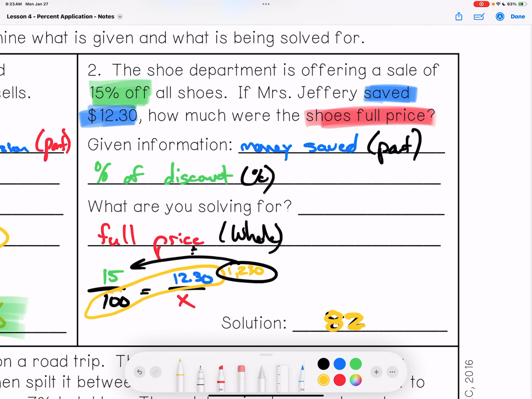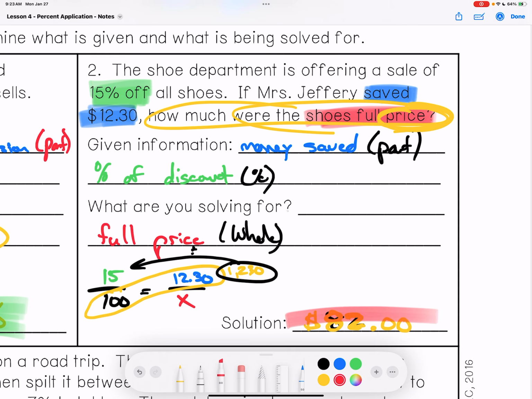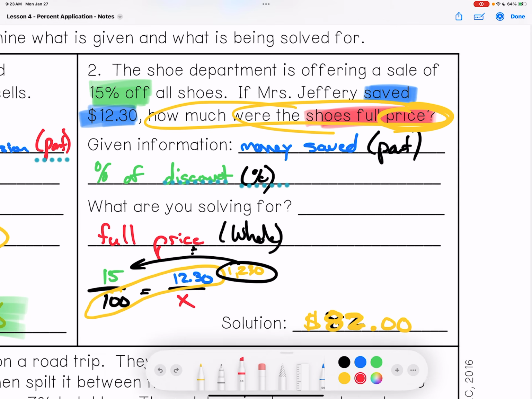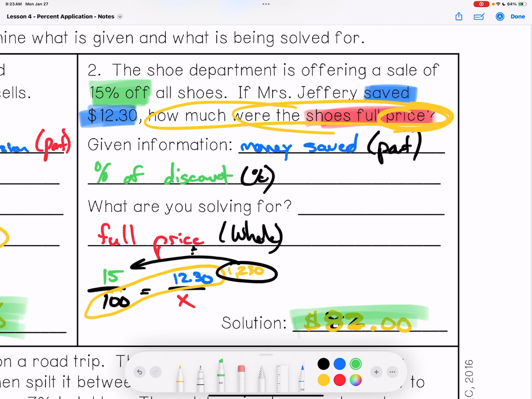Now, you don't just need to write 82. It asks how much was the full price. So it's dollars. So you need to make sure you put $82 because we're talking about money. So after you get the answer, you need to go back and see what we're talking about. Money, percent, whatever it is.